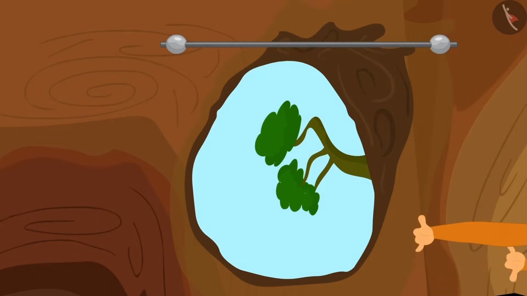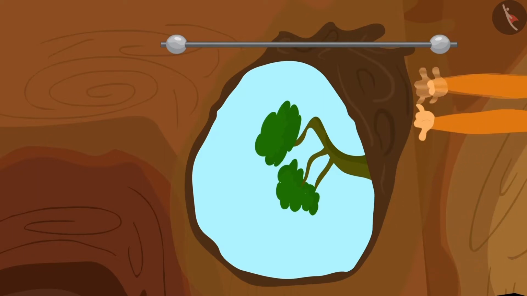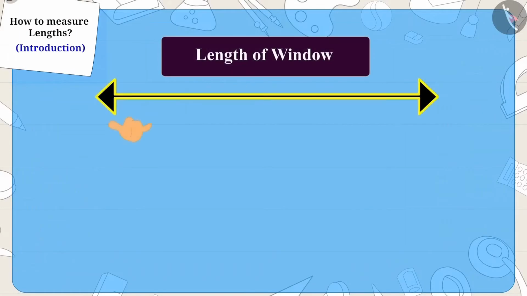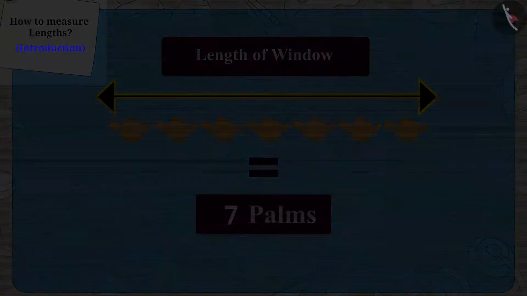Then Chanda thought of measuring the length of the window with her palm. She quickly measured the length of the window using her palms. The length of the window is equal to 7 of Chanda's palms.